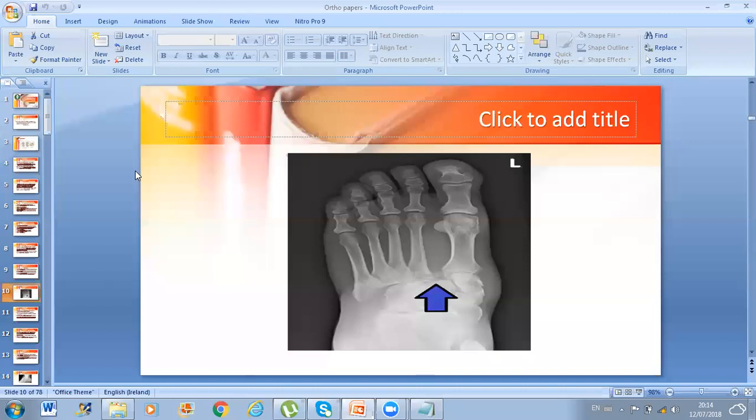Lisfranc injury. Lisfranc ligament is between which bones? Sir, second metatarsal and medial cuneiform. Good. Excellent. Okay. So there are two Lisfranc ligaments.